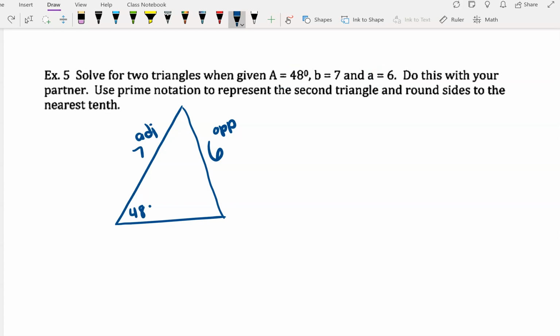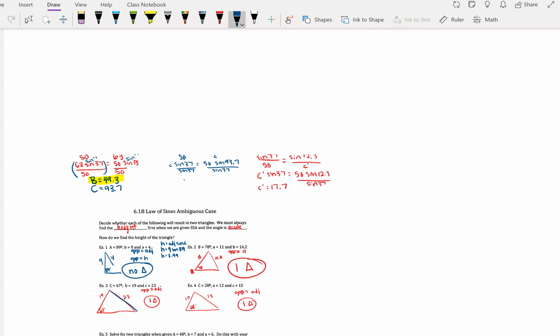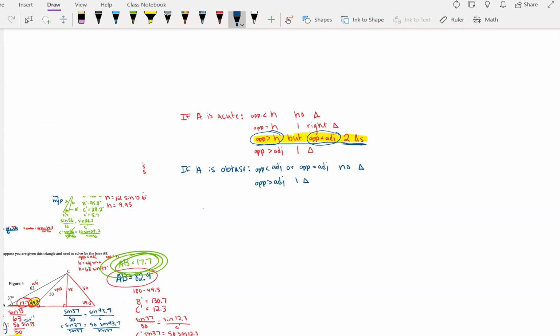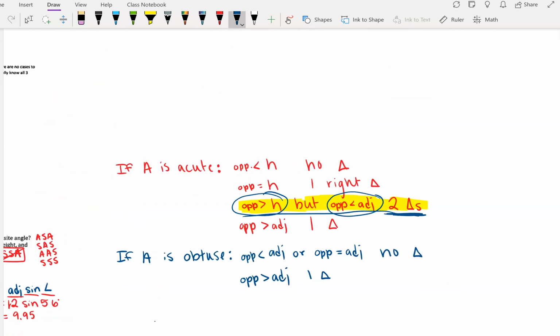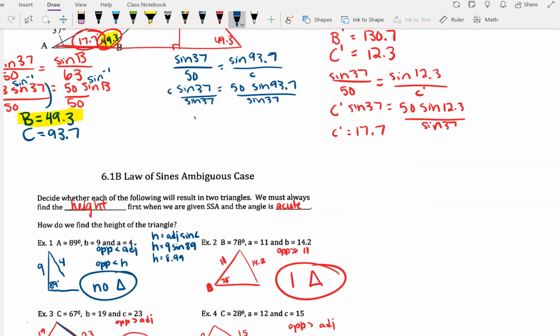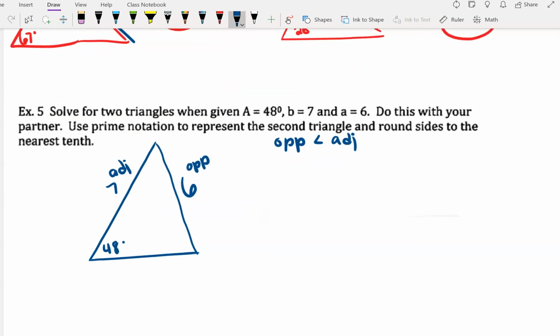All right, so first thing I need to do is compare. I see that the opposite is less than the adjacent, which means if we look at our chart, opposite is less than adjacent isn't one of the things I have on here. So I need to find the height and do some comparing. I might end up with two triangles, so that's why I'm doing this.